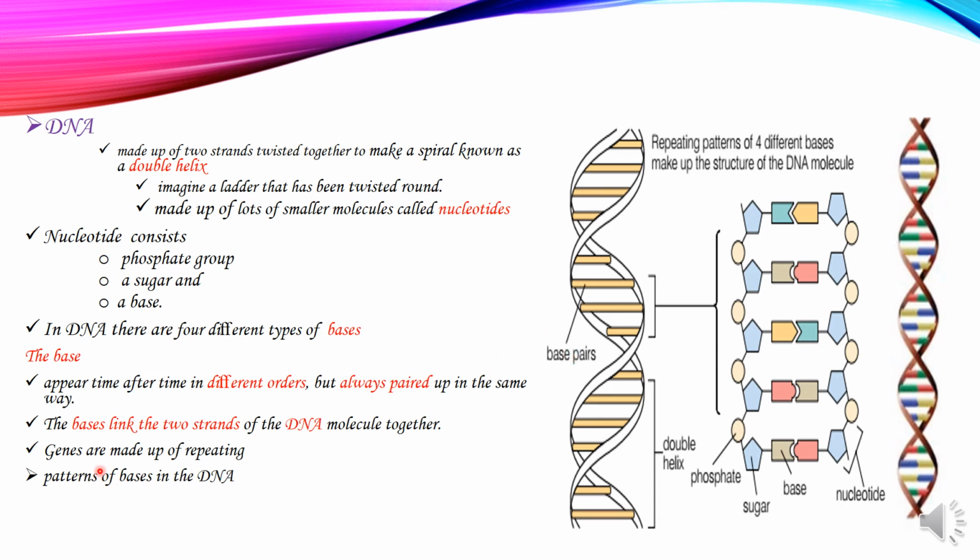The bases link the two strands of the DNA molecule together, and genes are made up of a repeating pattern of bases in the DNA. This is repeated. Have you seen this one? The position is changed here, and the other position comes here. By repeating the pattern, the bases are rearranged or formed.